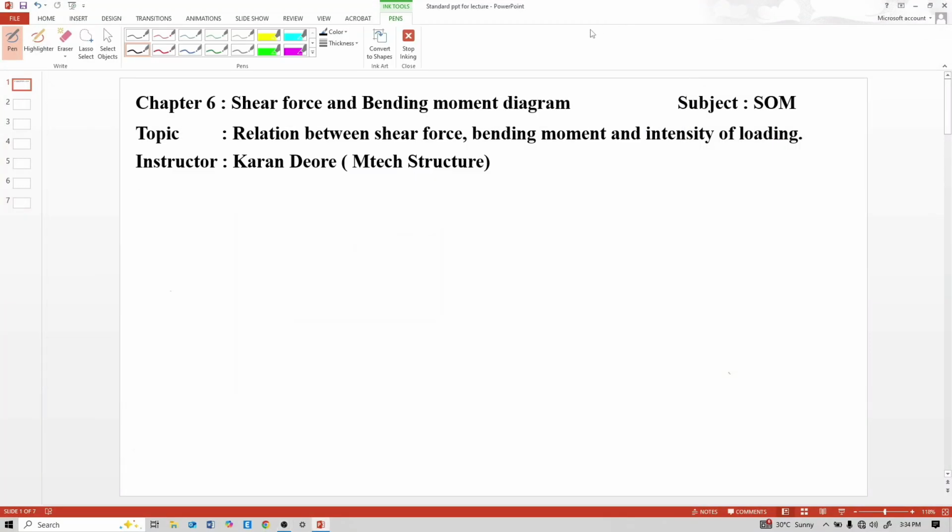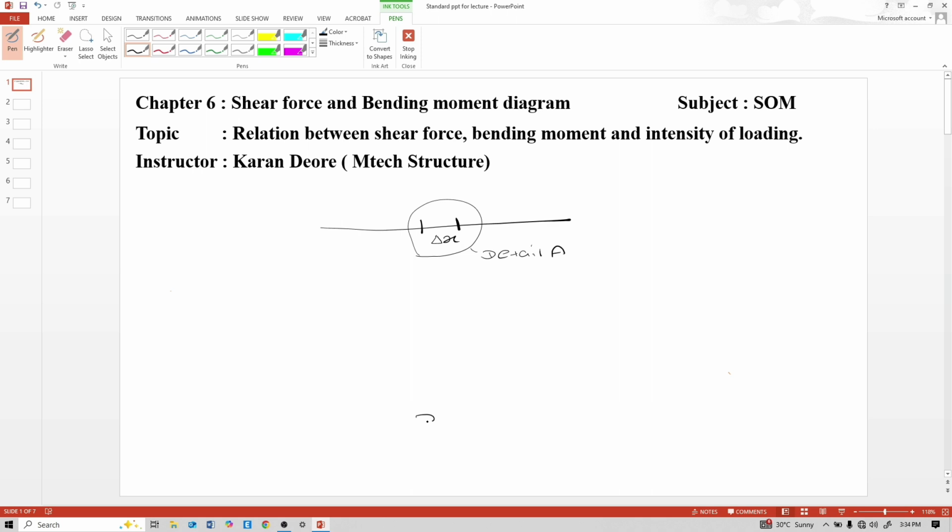Today, in this video lecture, we will see the relation between shear force, bending moment and intensity of loading. In our previous lecture, we had seen the basic concept of shear force and bending moment diagram. Now, consider a beam and take two sections here and consider this small element as delta x. And this is detail A.